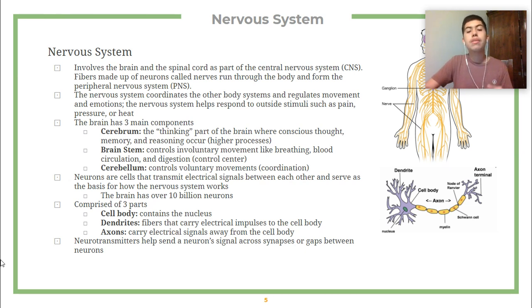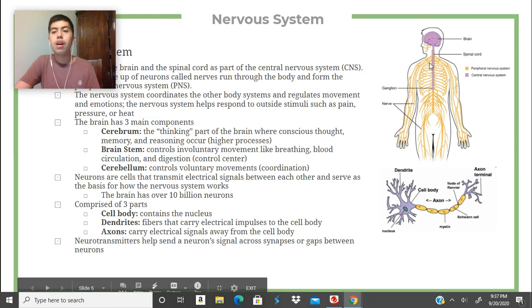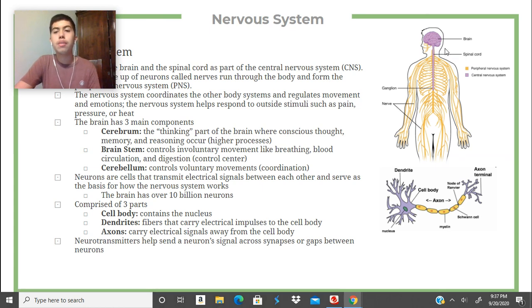And neurotransmitters help send a neuron's signals across synapses, or gaps between neurons. So neurons are not connected, and there are small gaps, because neurons are small cells and you can't see them, they're very, very tiny, but there are small gaps between the neurons, and neurotransmitters will help send signals across these gaps. And you can see here, in this photo, we have a diagram of the central nervous system and the peripheral nervous system. So the central nervous system is highlighted in purple, and that includes the brain and the brainstem, which goes down the spine here.